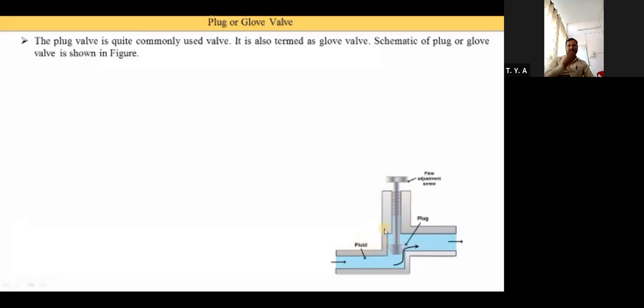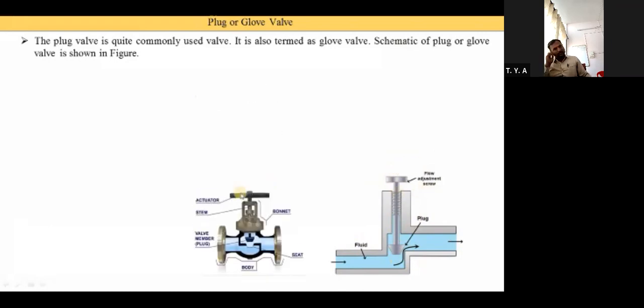This is the outer body part. Here you see this plug is provided. That's why it is called the plug valve. And this plug moves up and down by using this plug adjustment screw.